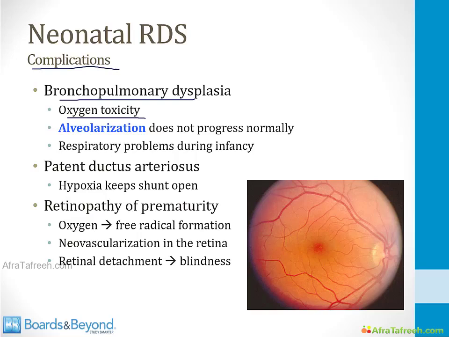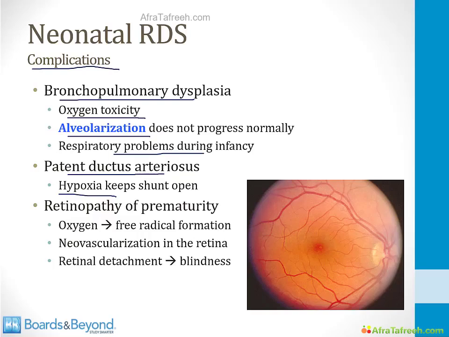The lungs are still developing at the time of birth and in the neonatal period. The process of alveolarization, which is part of lung development, does not progress normally, and that's what leads to bronchopulmonary dysplasia. And babies that have this problem can have respiratory problems during infancy. Second problem that can happen is a patent ductus arteriosus. So normally, when oxygen levels rise, this closes the ductus arteriosus, but babies with neonatal RDS have hypoxia, and this can keep the shunt open.